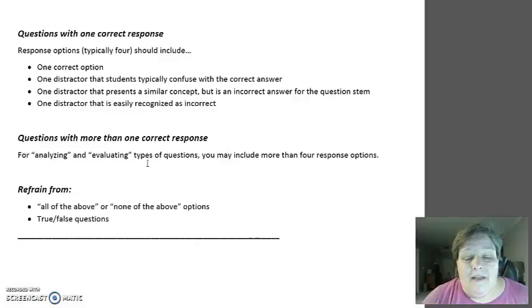At the evaluating level, you're asking students to apply criteria to determine whether what happened was appropriate or correct. And so you might have more than 4 response options because, for example, 3 of the 6 might be correct answers. Another rule of thumb is to refrain from all of the above and none of the above response options. That's just pretty much telling the student to pick me. You also want to refrain from true-false questions. I'll come back to true-false questions in a few minutes.